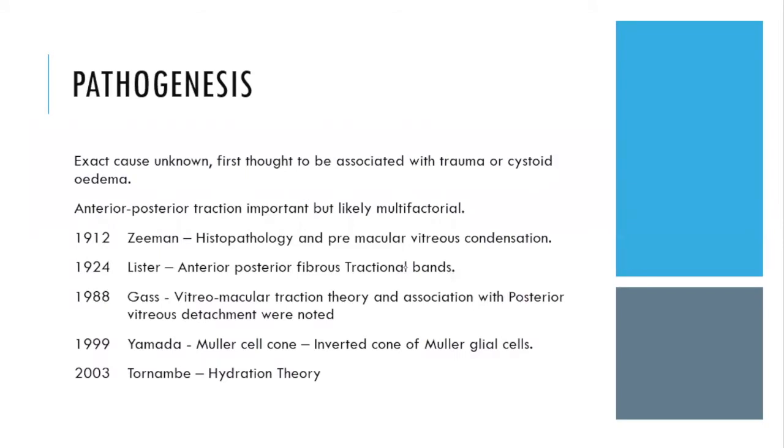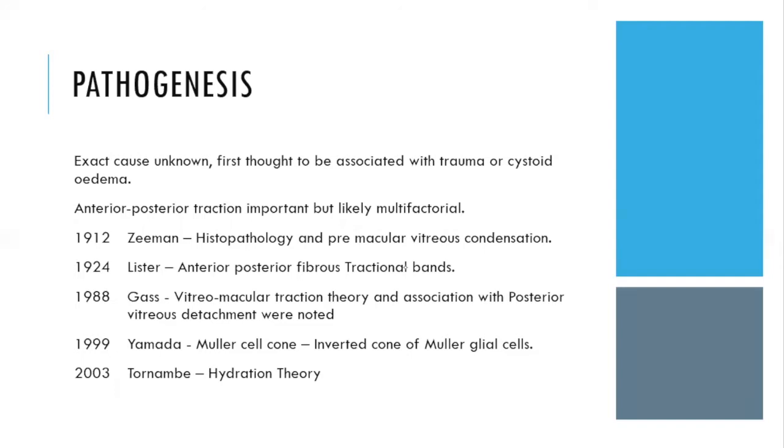In terms of the pathogenesis of macular holes, we're still very much wondering exactly what it is. We think it's mainly to do with anterior and posterior traction, but there's likely many factors at play. It was first thought to be related to trauma or cystoid macular edema. In the 1910s and 1920s, we first started looking at histopathology slides and realized the importance of the vitreous. It wasn't until the 80s with Gass and his grading system that he really described vitreomacular traction theory and its association with posterior vitreous detachment.